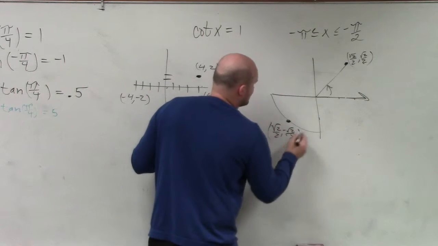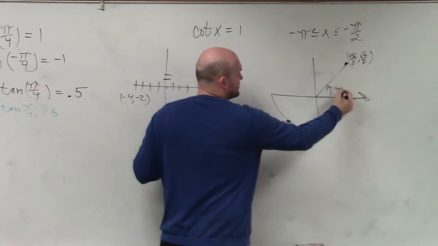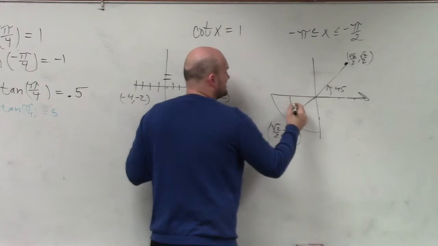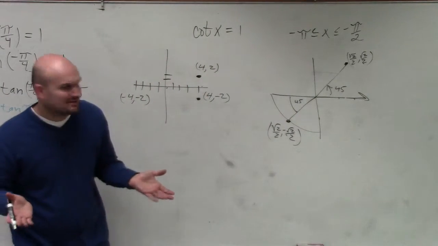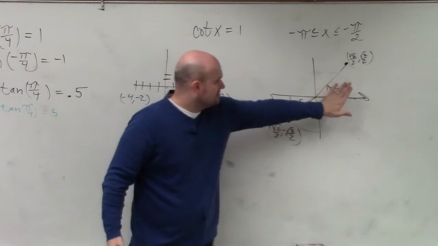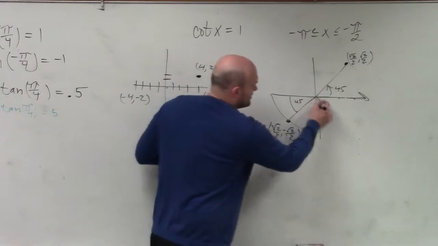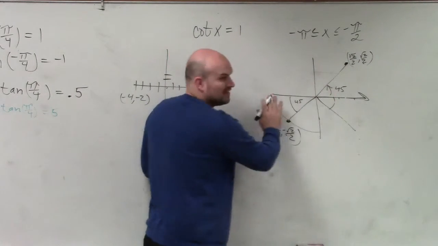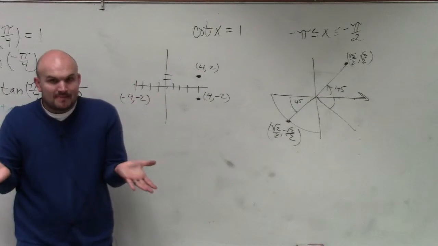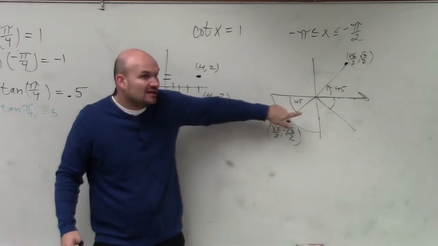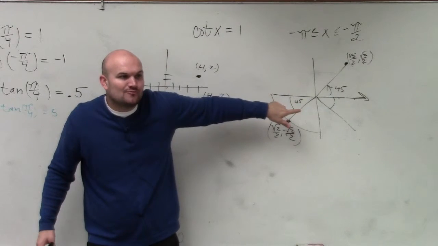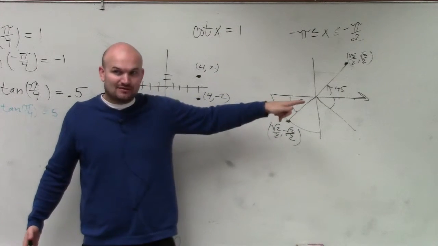OK, perfect. Now, if that's 45 degrees, how far do you guys think this is? 45. I just wrote it in there, right? It's 45 degrees. It's a reflection. You reflect this over. That's 45 degrees. Do you guys agree with me? So if they're asking you what is the angle, this angle is what we call the reference angle. That's not the angle. That's the reference.